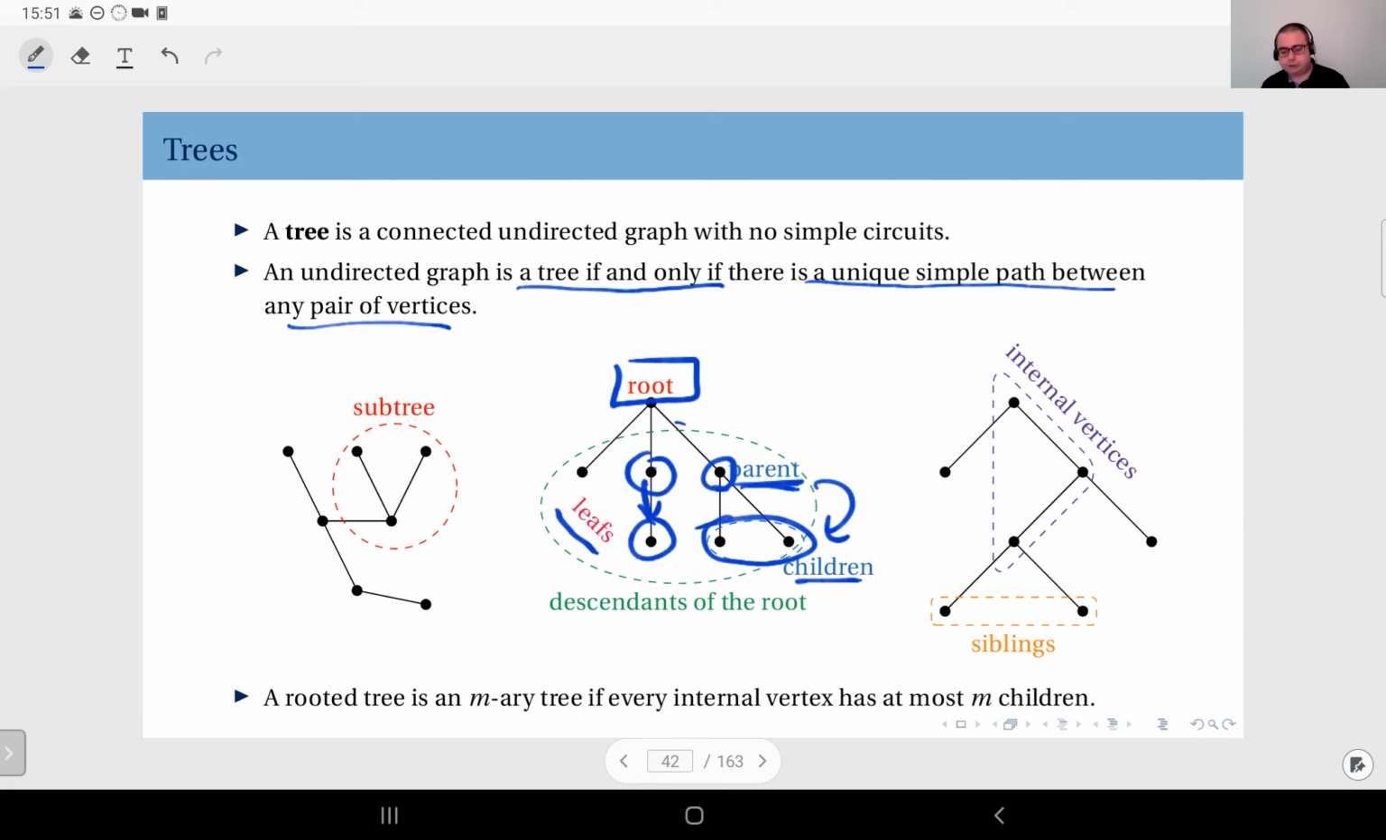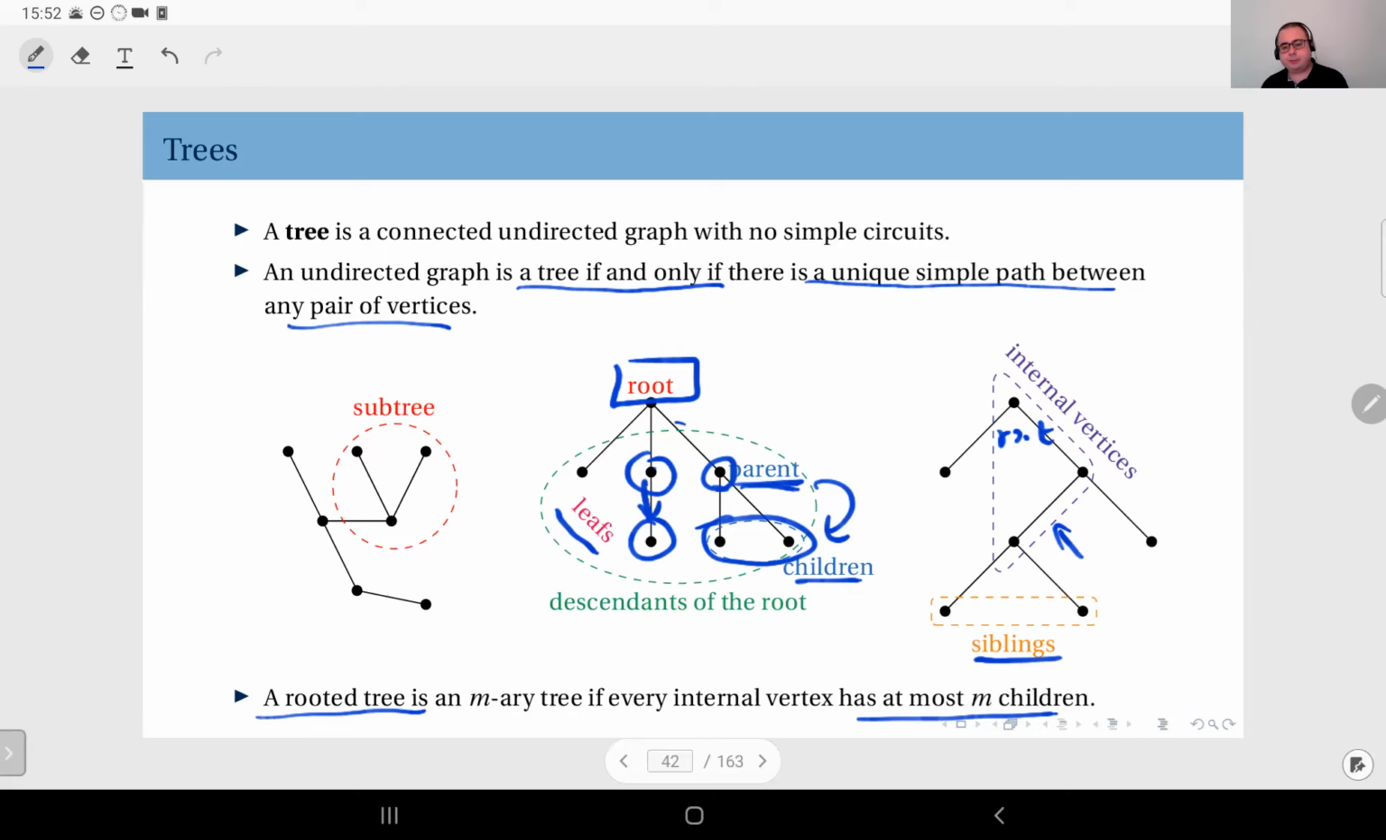And if you select this as the root, the vertices that are not leaves are called internal vertices, and they are shown in this picture. And also we have the concept of siblings, the vertices that are children of the same vertex. So this is the set of terminology we use when dealing with trees. And we also have the concept of m-ary trees. A rooted tree is an m-ary tree if every internal vertex has at most m children.